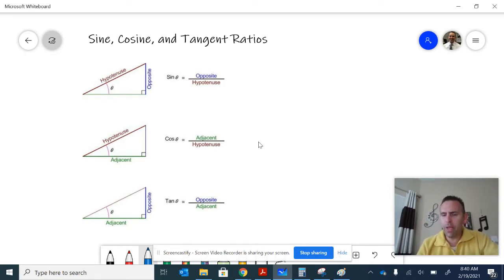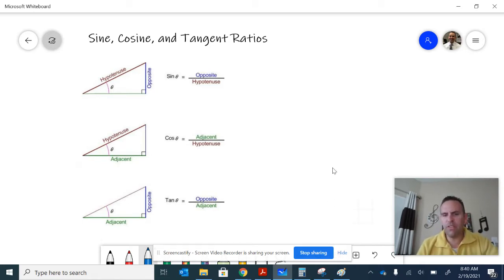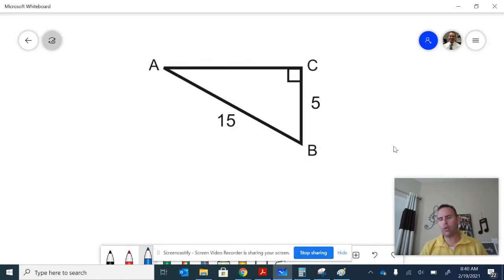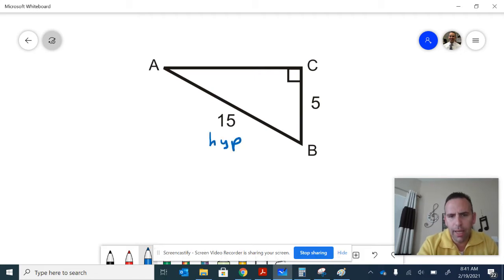So let's remember that we have definitions for sine, cosine, and tangent as given on the screen. I want to focus on just maybe one or two of these in this video to keep it short. So let's take a look at a specific example below here. Here's a right triangle where I have the hypotenuse labeled as 15, and I have one of the legs labeled as 5. Now, depending on whether I want to talk about angle A or angle B, remember C doesn't matter, then 5 has a different name.